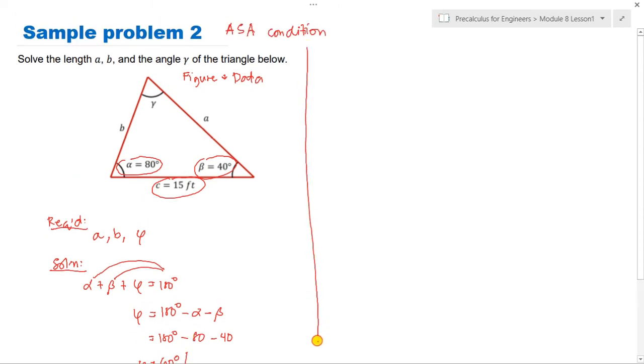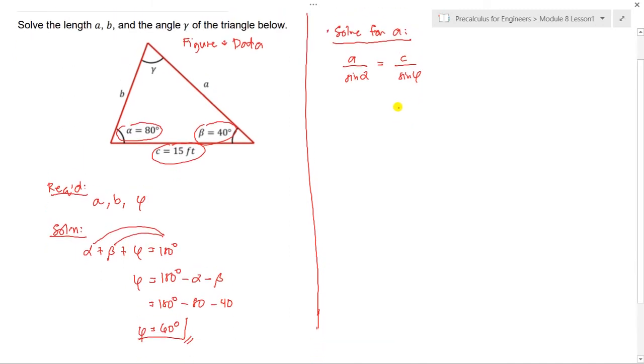The next requirement, we are going to solve for A. So solve for the one side. Now using the law of sines, that is A all over sine alpha is equals to, actually you can pick the side that is included in the given. Kung mo pili kag B, wala may given si B, since si C naay given, so you can choose C. So that is C all over sine gamma. Since si gamma nakuha na, so we're good to go.